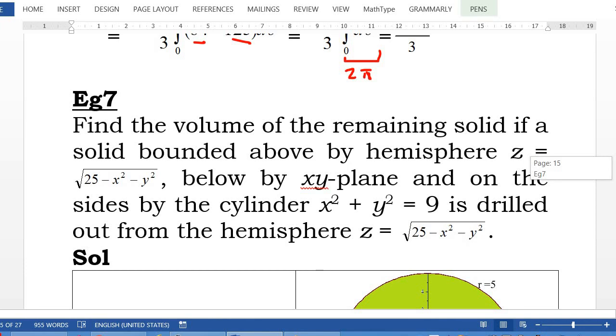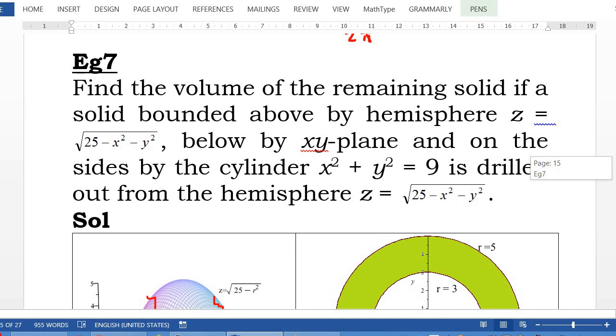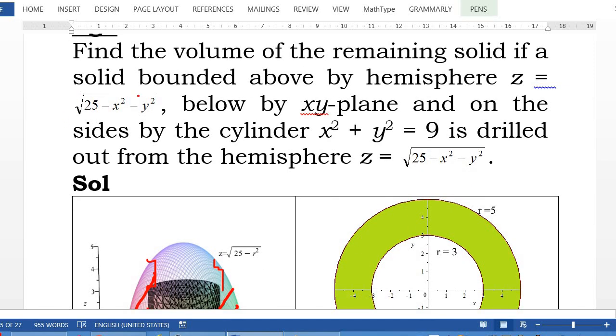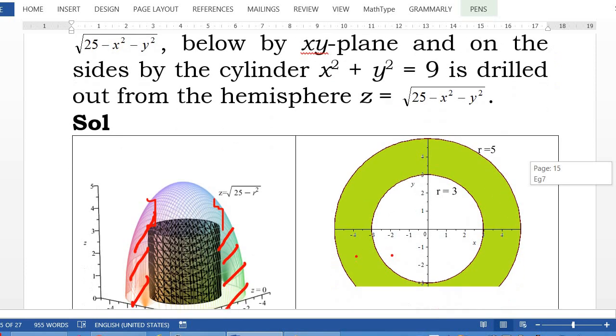Example 7. Find the volume of the remaining solid if a solid bounded above by the hemisphere, again the same hemisphere, z equals square root of 25 minus x squared minus y squared, below by the xy plane, and on the side by the cylinder x squared plus y squared equals 9, is drilled out from the hemisphere.